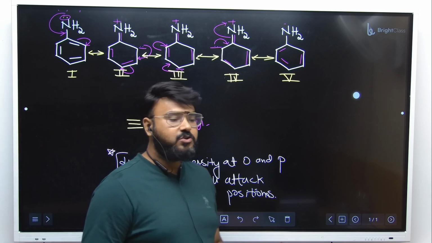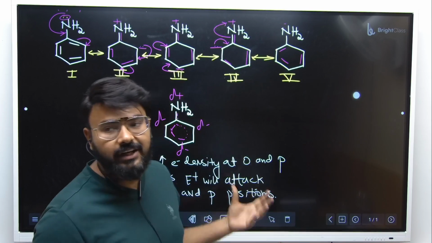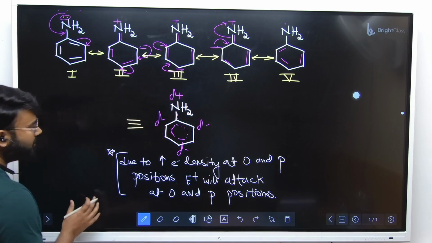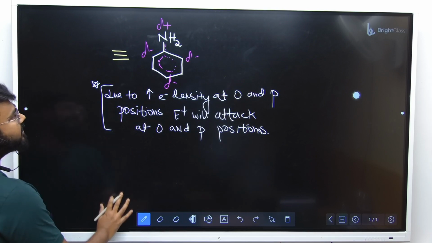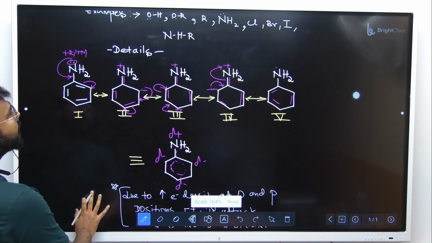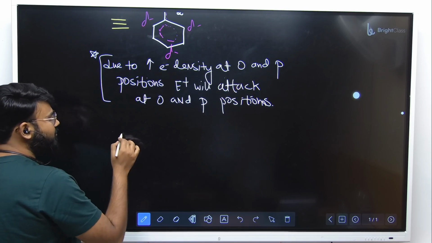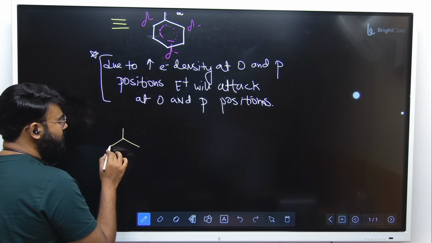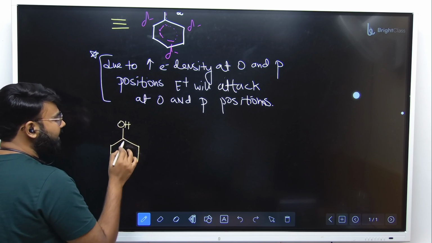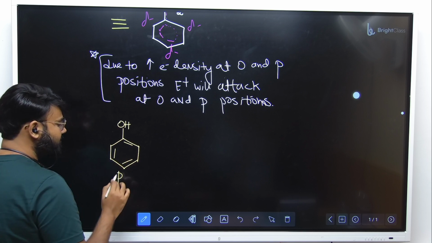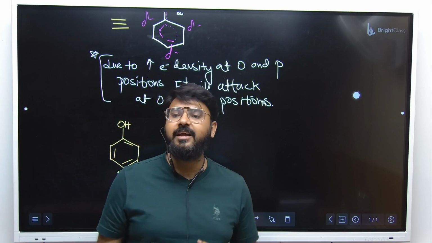So guys, I am going to tell you now the ring deactivator group. So write it down, the ring deactivator. This was the ring activator. Let me show you one example also, it will be better. Let's take one example. Identify which compound this is, guys? Phenol. You have just seen phenol is also a ring activator.